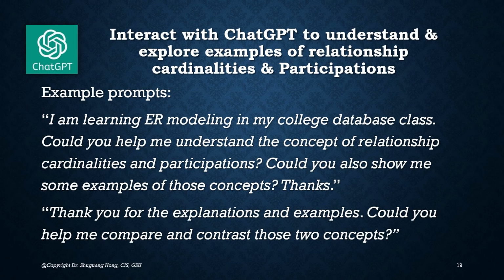Interact with ChatGPT to understand and explore examples of relationship cardinalities and participations. Example prompts. I am learning ER modeling in my college database class. Could you help me understand the concept of relationship cardinalities and participations? Could you also show me some examples of those concepts?